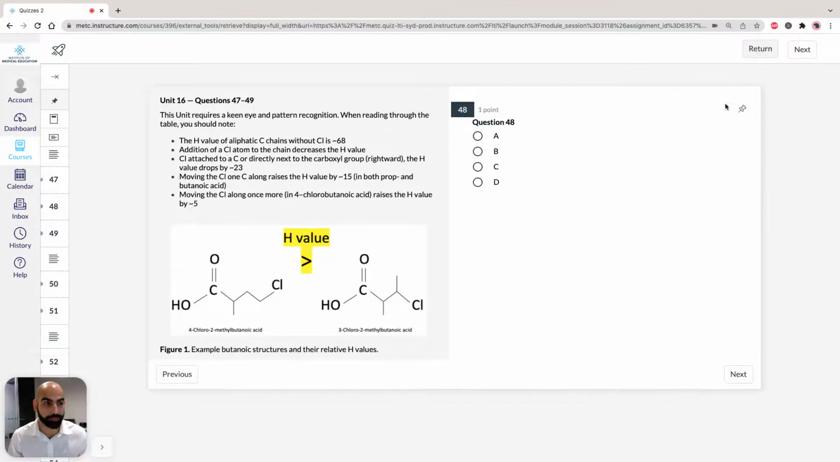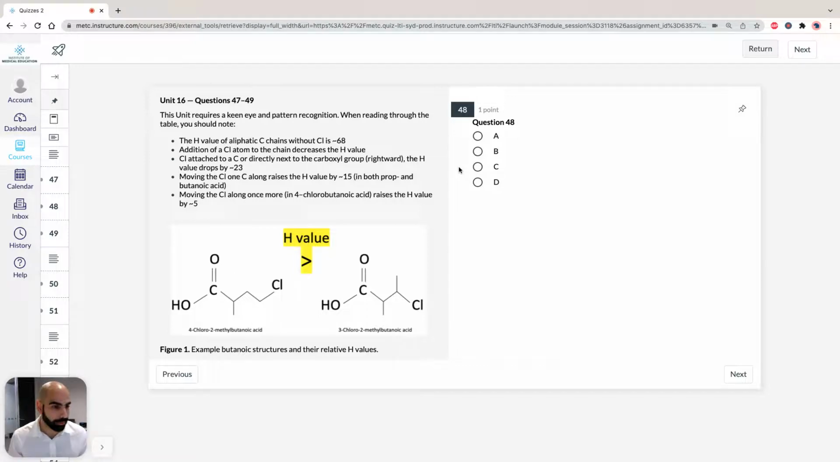Now, if we take a look at question 49, the last one, this is about trying not to trick your brain. This is a bit of a brain teaser. It says, which of the following is most likely? So you have to comprehend what's being said here. Remember what we said: the further the chlorine group is from the carboxylic acid, the greater the H value. So for A, it says 3-chloro-2-methylbutanoic, 2-chloro-3-methylbutanoic. The 3-chloro has to have a greater H value than the 2-chloro because it's further away from the carboxylic acid.